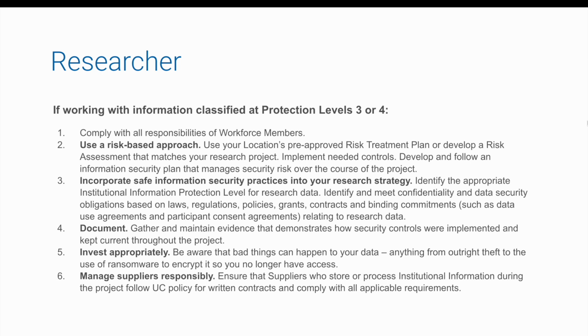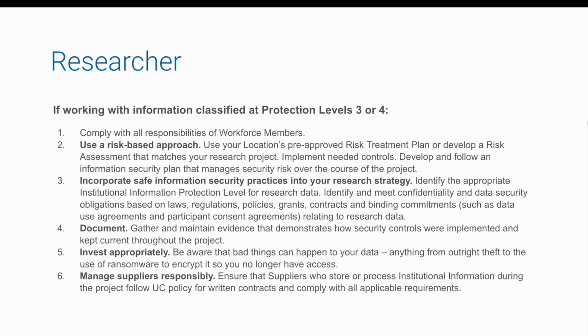5. It is incredibly important that you invest appropriately. Be aware that bad things can happen to your data. Anything from outright theft to use of ransomware to encrypt it so you no longer have access. UC has lost research data that can't be replaced because of ransomware. And UC researchers are often targeted. If you need help or have questions, ask your Unit Information Security Lead, CISO, or CIO.